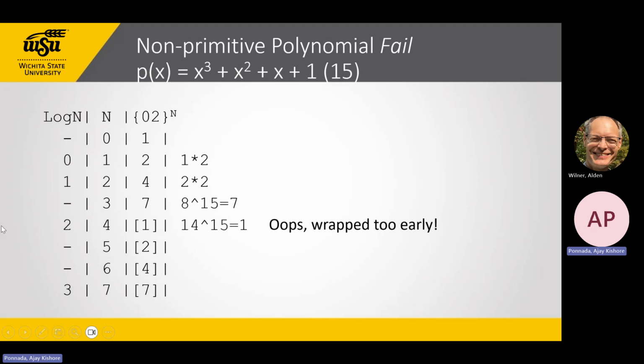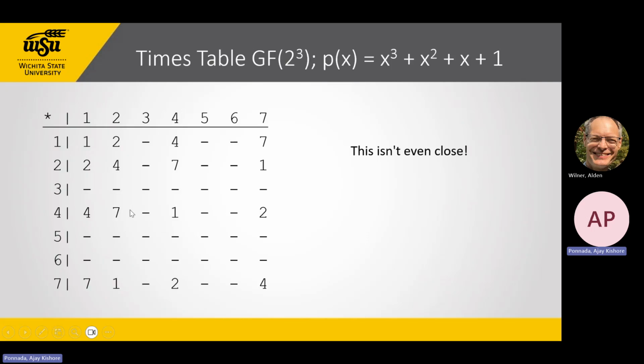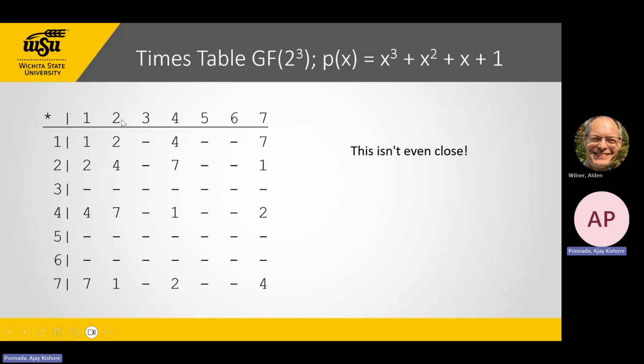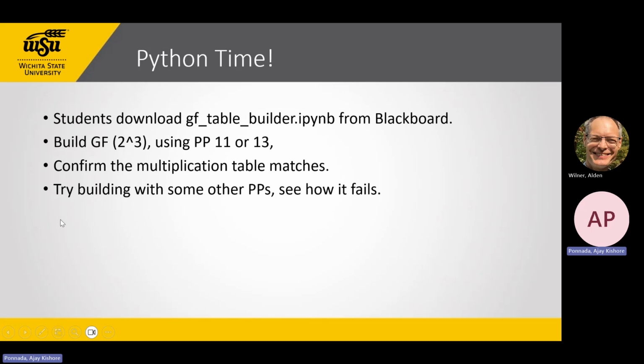That means we are missing some values in our table. If we plot a table using these values, we have a lot of missing values, and we don't have an inverse for everything, because it wrapped up too early. So that's the problem with non-primitive polynomials, and that's why we consider primitive polynomials.